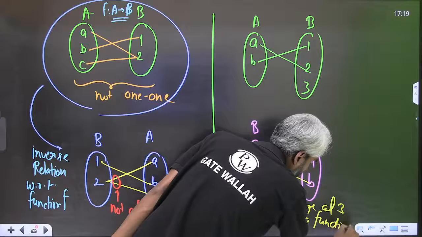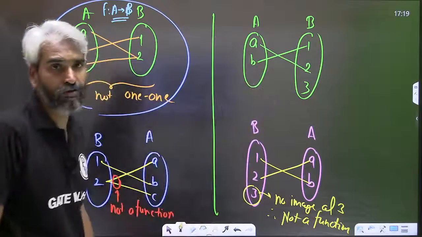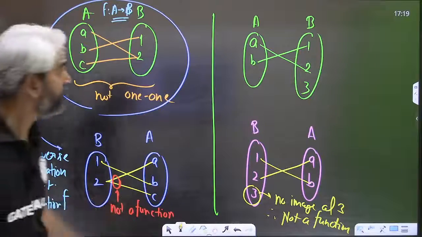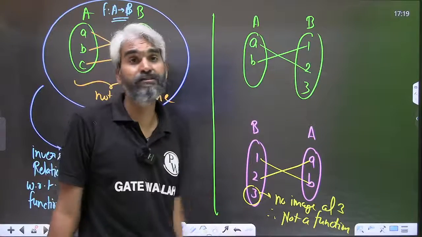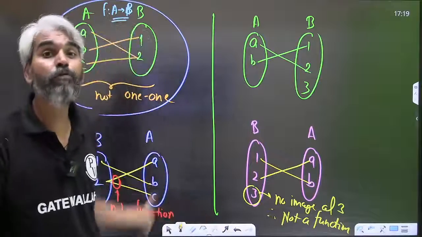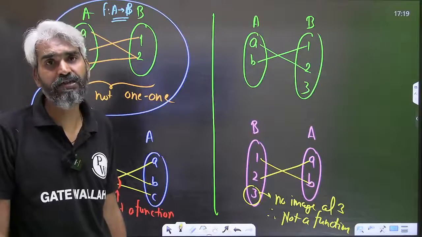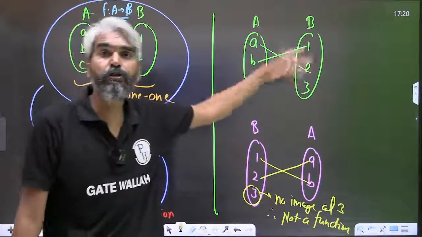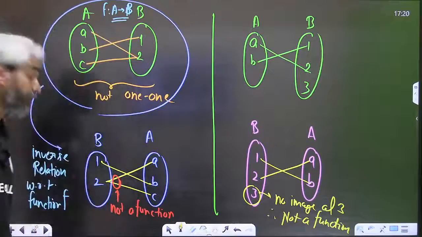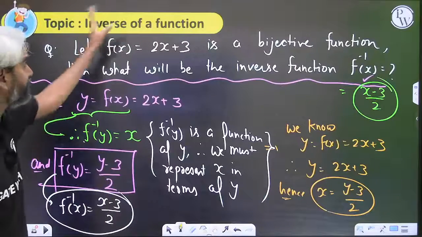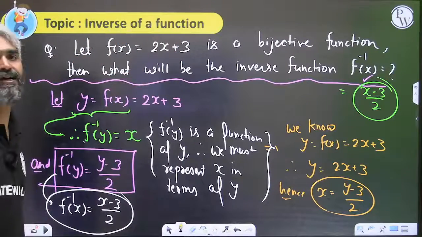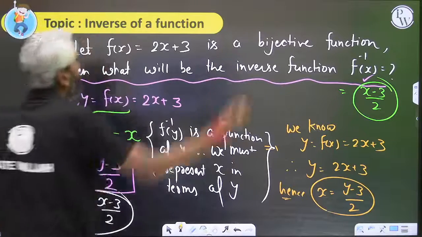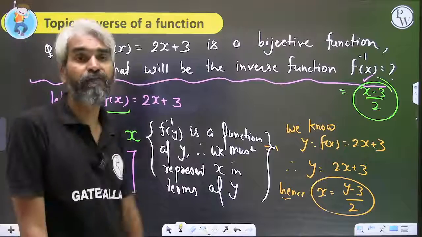Why is it necessary for a function to be bijective for the inverse function to exist? Because if the function is not 1-1, the inverse relation is not a function. If the function is not onto, the inverse relation is not a function. So for the inverse relation to be a function, the function must be both 1-1 as well as onto. Then only will we say it is an inverse function. Otherwise it is not a function, so what's the point of calling it a function?